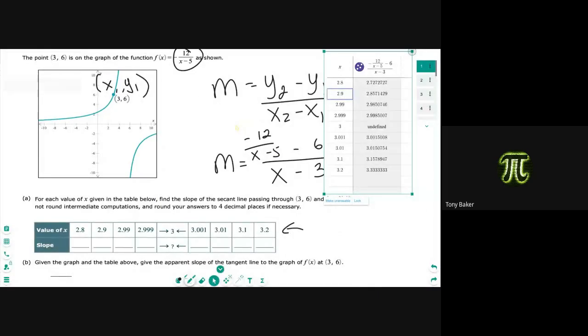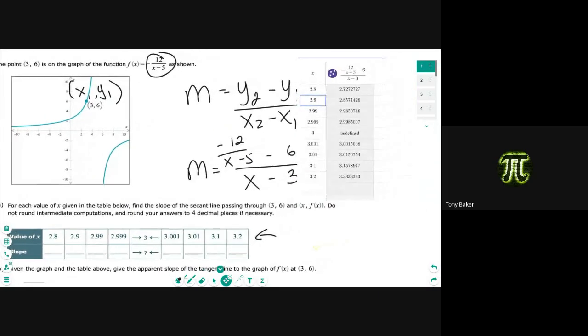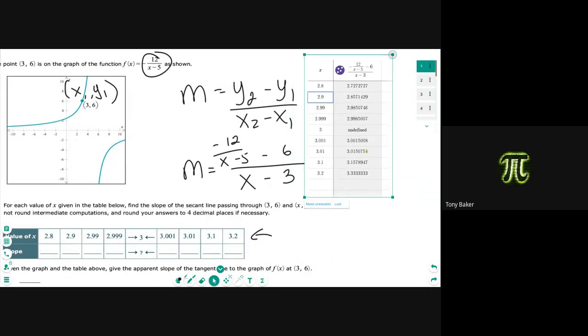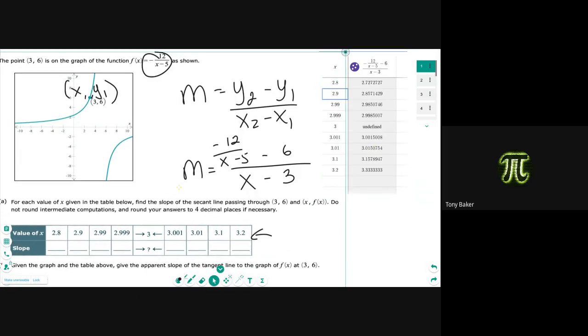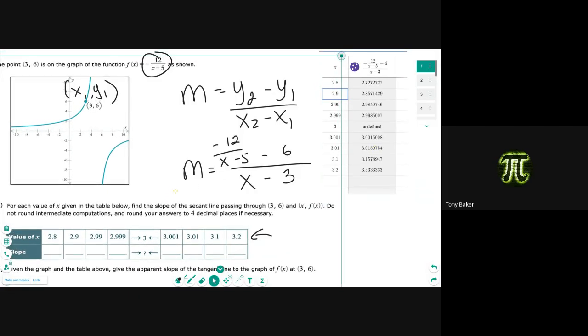So now we have all our values to fill in that chart. That's a little easier to do the calculations than plugging all the numbers in one at a time.